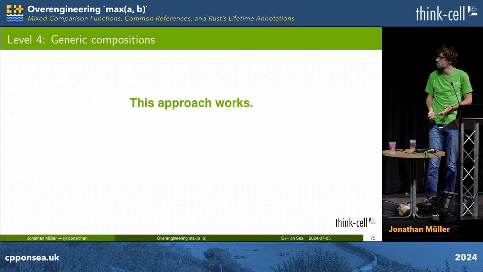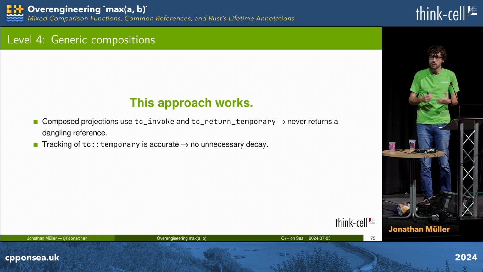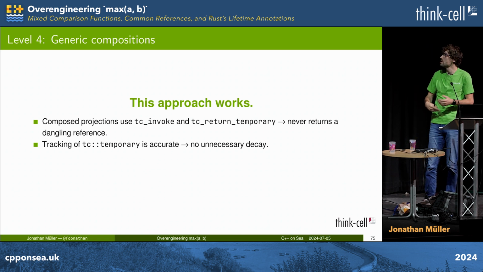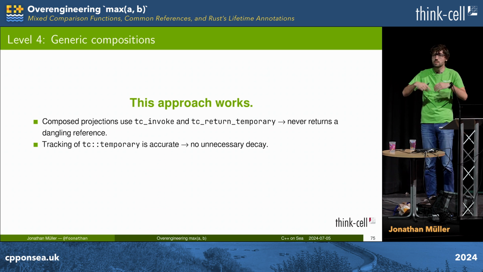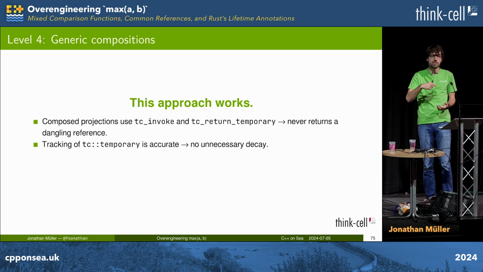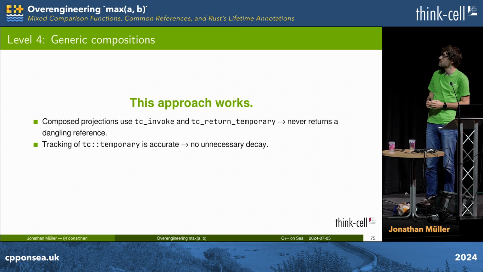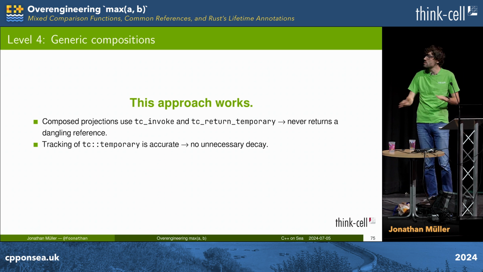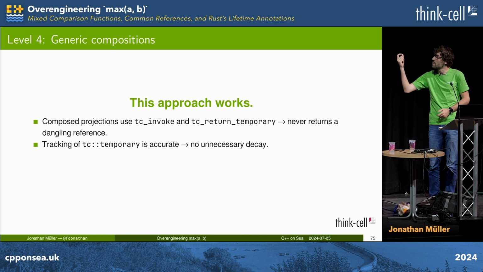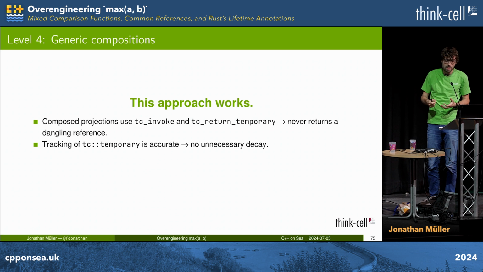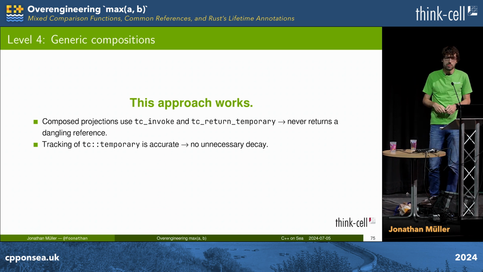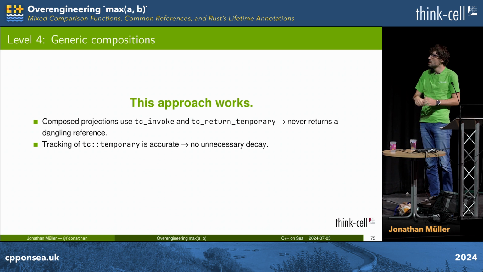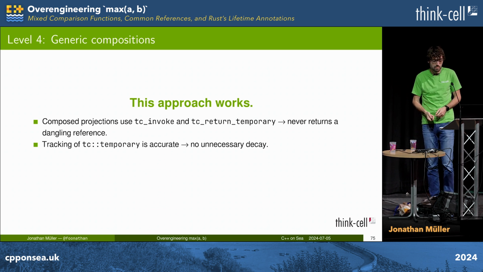And this approach works. When we write compose projections, we need to use TC invoke and TC return temporary to prevent returning of dangling reference. TC invoke wraps it all in TC temporary objects, so we can pass that to the function and then look at the return type to figure out whether it is one of those temporaries, and then return the decayed value, so we never return a dangling reference. And when we implement a projection, we need to ensure that the tracking is accurate, so we need to unwrap and rewrap as necessary to prevent any unnecessary decay.